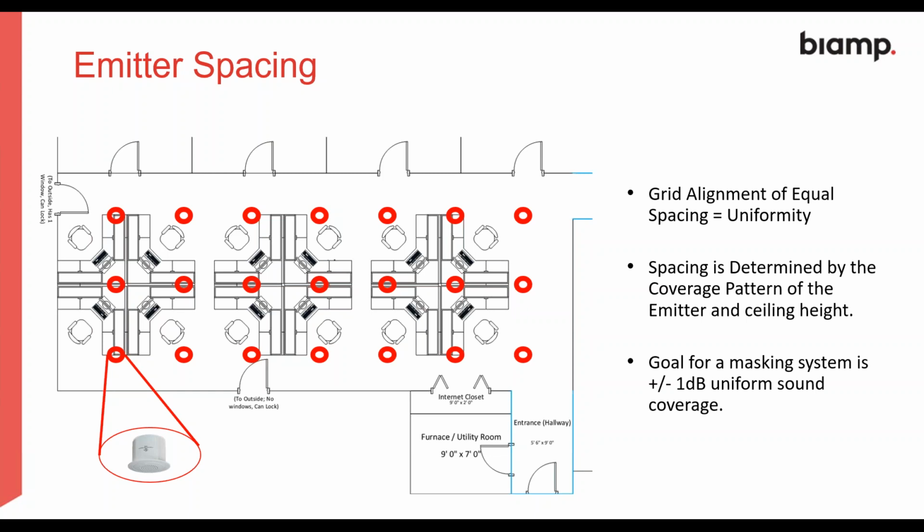And with our sound masking systems in the direct field, we are aiming for plus or minus 1 dB uniform sound coverage. And that's the goal that we're aiming for. Some of that is assisted with the tuning, but the key to it is getting the design right.